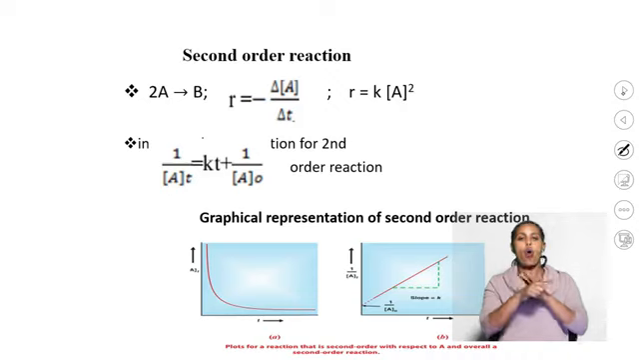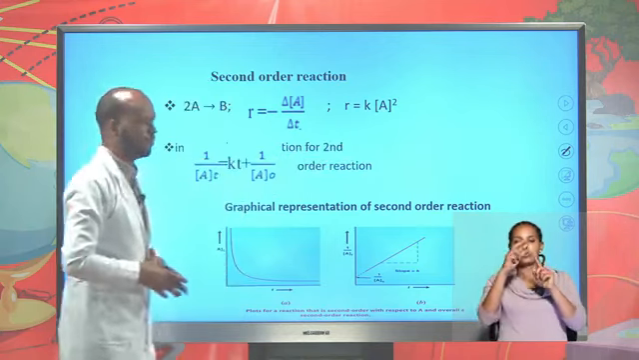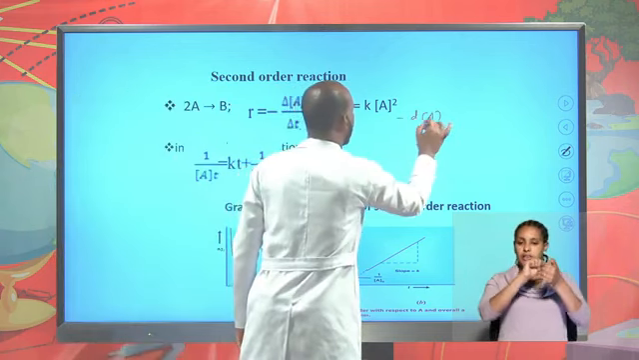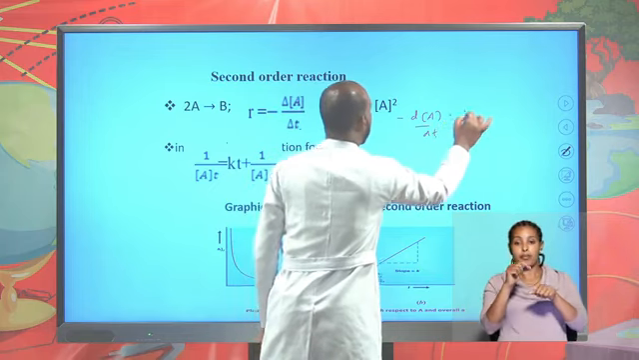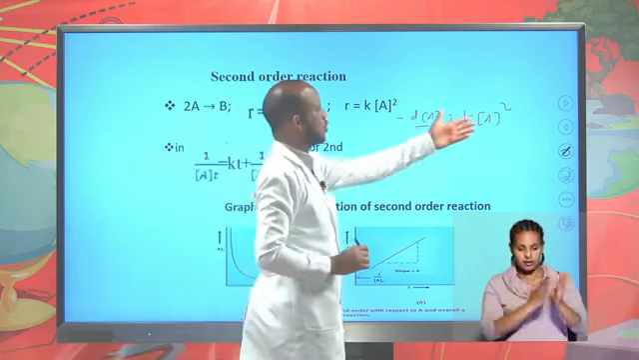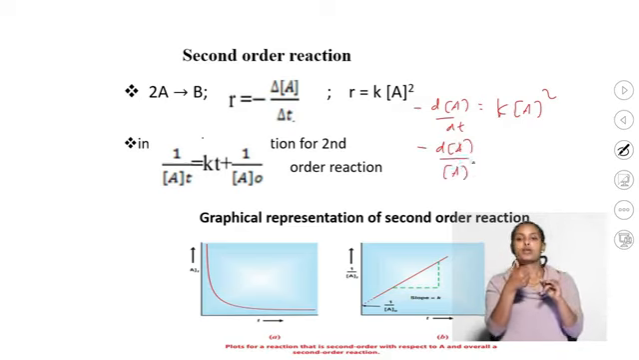Second order reaction. For a simple reaction, A to product, rate equals minus change in concentration of A divided by change in time. Again, rate equals K times concentration of A to the power 2. Now using calculus, we can write this as minus d[A] divided by dt equals K times [A] to the power 2. Rearranging this, we get minus d[A] divided by [A] to the power 2 equals K times dt.